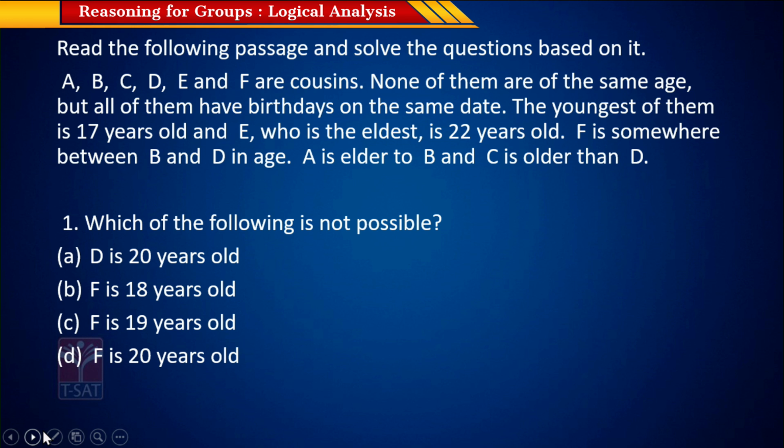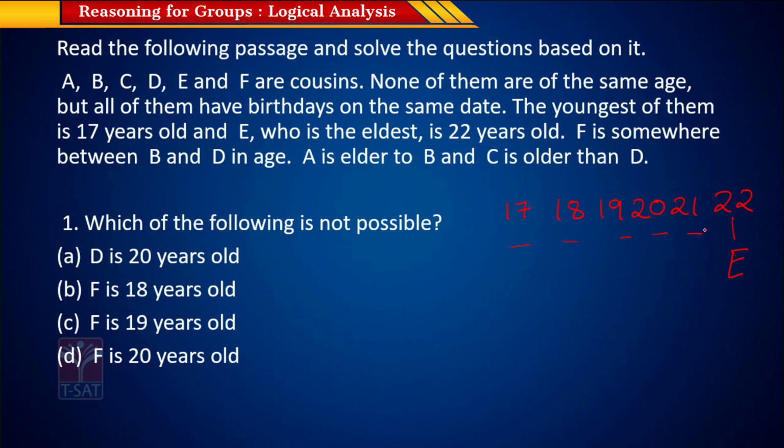Okay, so we are given 6 people who are of different ages, and we are also given that their age ranges from 17 to 22. So there are 6 different possibilities. They can be either 17, 18, 19, 20, 21 or 22. Okay, so there are 6 people, 6 different ages, and it is given that E, who is the eldest, is 22 years old. So we know that E is the one who is 22 years old. We need to fill in the rest of these blanks.